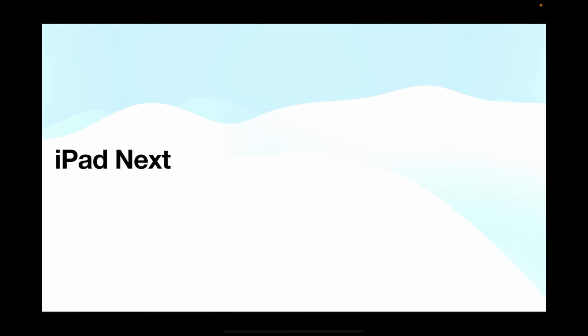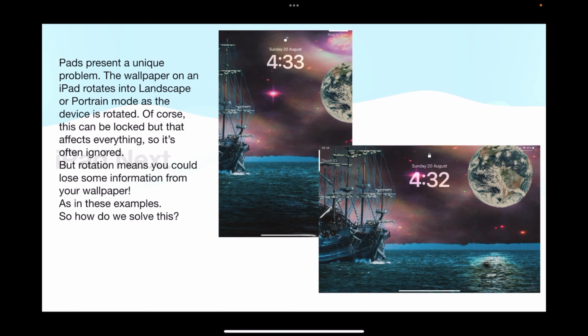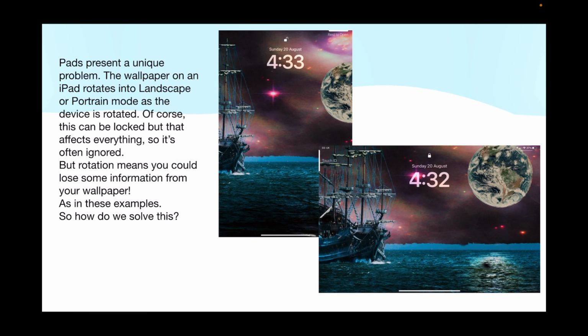Now the iPad is next, and I've saved that to last because iPads present a unique problem. The wallpaper on an iPad rotates into landscape or portrait mode as the device is rotated. Of course, this can be locked, but that affects everything, so it's often ignored. But rotation means you could lose some information from your wallpaper, as in these examples. So how do we solve this?